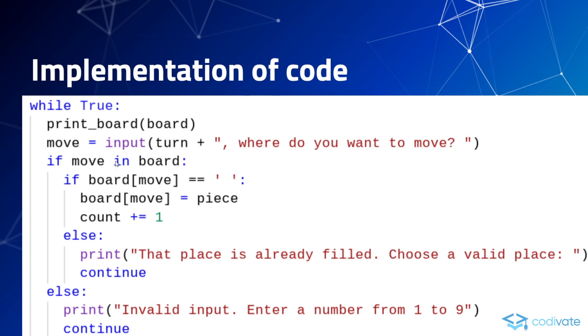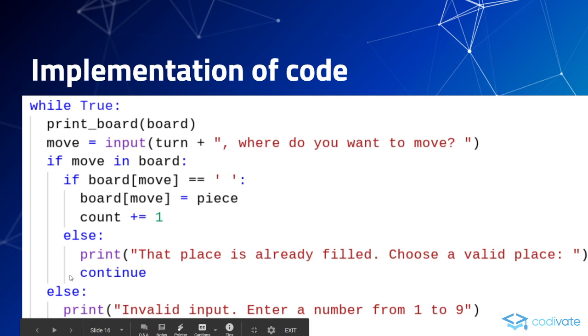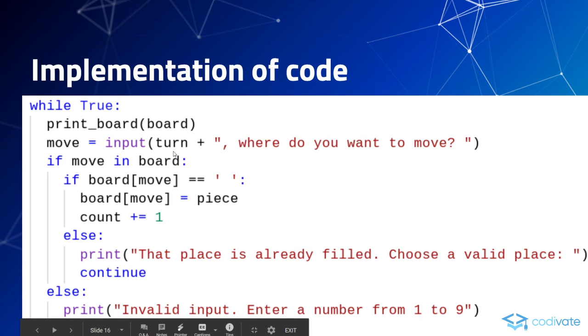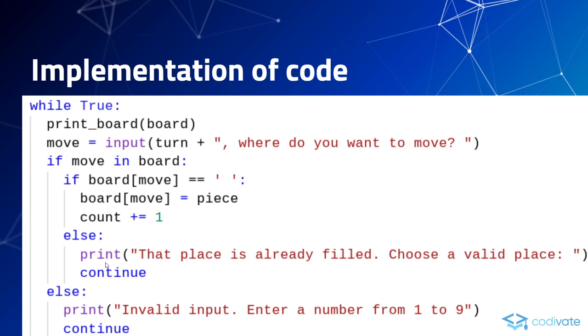However, let's say the move is in the board, we made it this far, but another player had already moved there. We would have to go to this else and print that place is already filled, choose a valid place. And in that case, we don't want to just go on to the next part of our code and start checking for win conditions and updating whose turn it is. Instead, we want to continue back up to the top of the loop, print the board, and tell them, where do you want to move? We don't want to switch the player. That's why we just want to continue. We don't do count plus equals 1 because the move has not been successfully made.